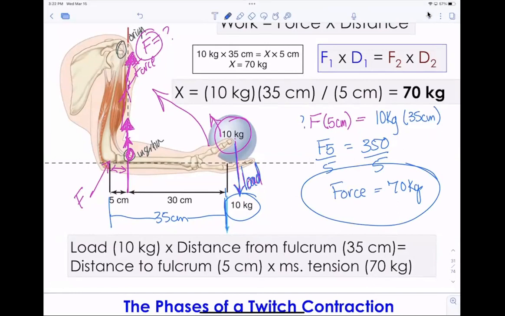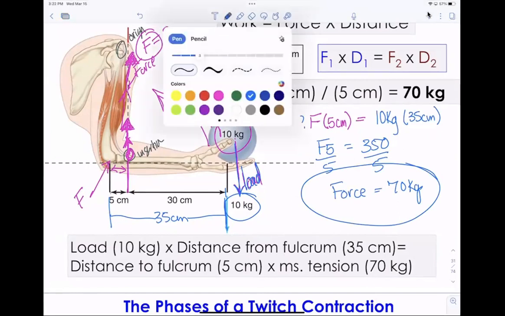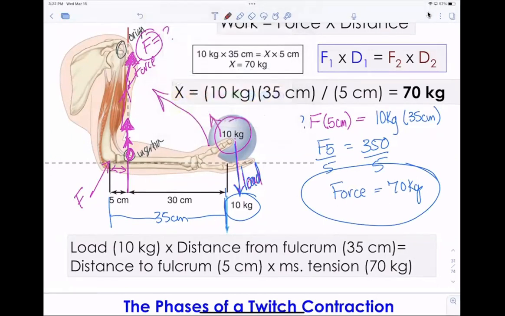Now, that's with a tendon insertion that's 5 centimeters away from the fulcrum. If you say have an insertion here that is 10 centimeters away, right? So the insertion is a little bit farther or more distal on the radius. If you do that same math, it's 10F equals 350, you divide by 10, now that muscle only needs to produce 35 kilograms of force.